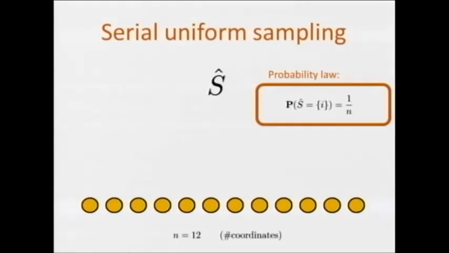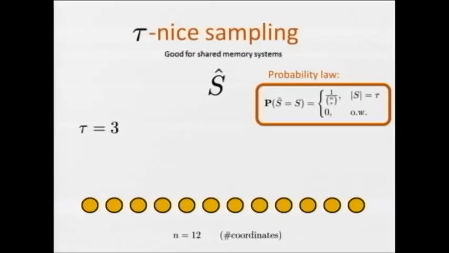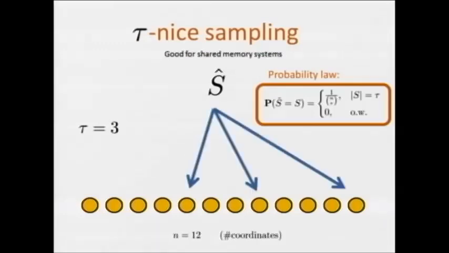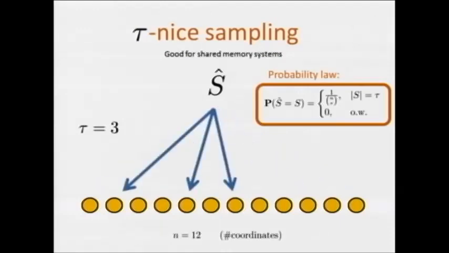So this is the probability law. Uniform serial, with probability 1 over n, pick one coordinate. So with probability 1 over n, pick that one, probability 1 over n, pick that one, and so on. So you do this, right? Serial uniform, one possibility. Another possibility, pick 3 at a time, or a certain number at a time, uniformly at random. But you're not picking with replacement here, right? So you have to pick 3, as a subset.